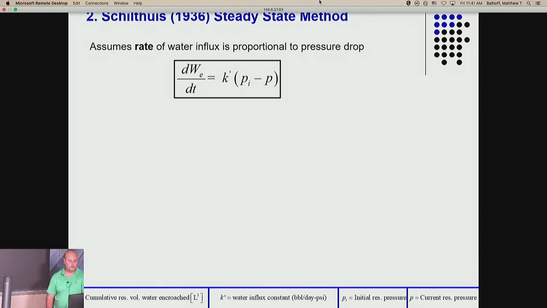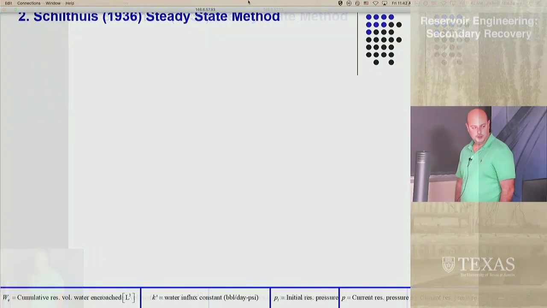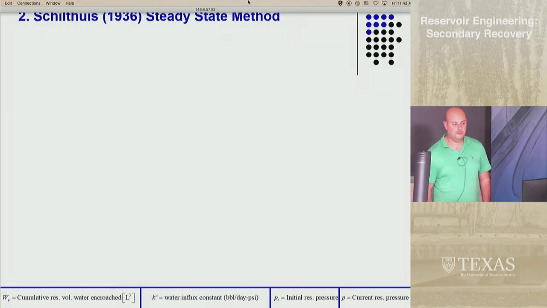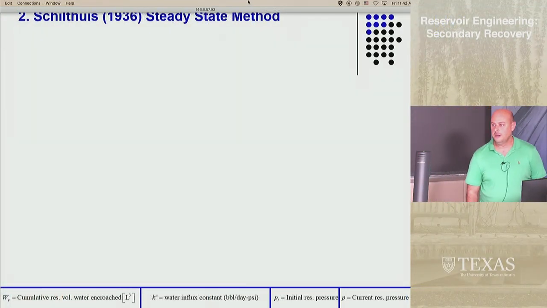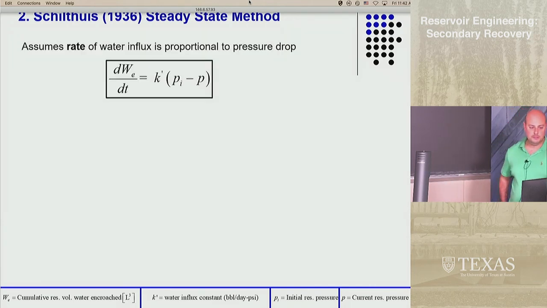And so I will go to the next model. So this model, I'm going to mispronounce it, I call it the Schilthuis steady state method. And it is a very old model, right? So 1936, this was created almost 100 years ago. And it does include time dependencies.